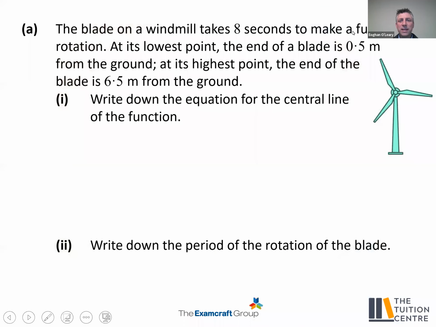The blade of a windmill takes 8 seconds to make a full rotation. At the lowest point, the blade is 0.5 meters from the ground. At the highest point, the end of the blade is 6.5 meters from the ground. Write down an equation for the central line of the function.